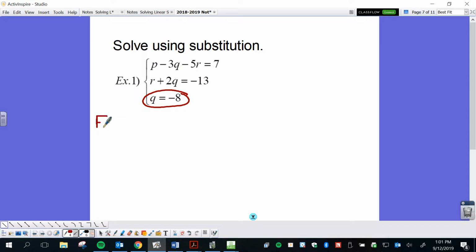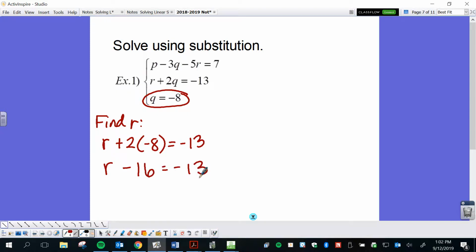So now I'm going to find R. R plus 2 times -8, because Q is -8, right? Equals -13. So R, 2 times -8, -16, equals -13. We add 16, we add 16. So R equals 3. Right? Plus 16 plus 16. -13 plus 16 is 3. R equals 3. R is 3.